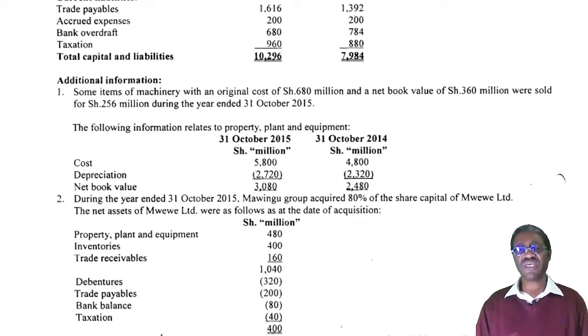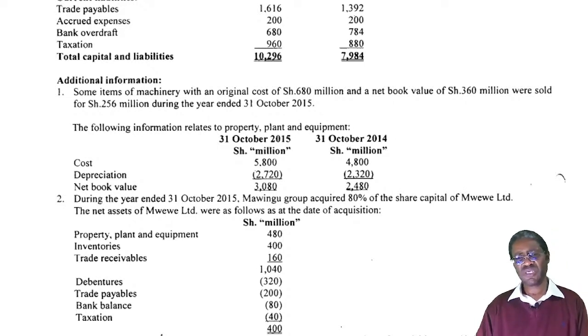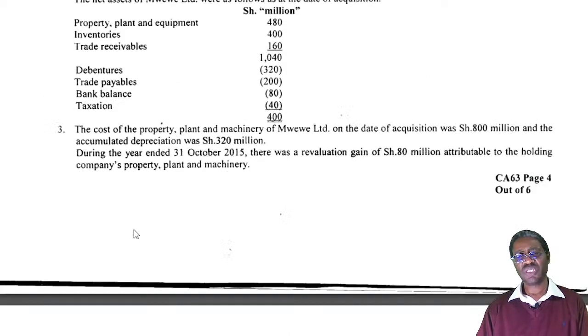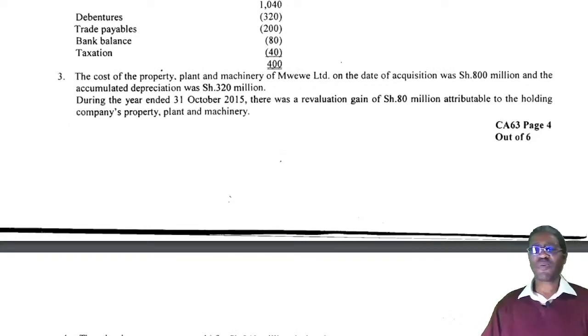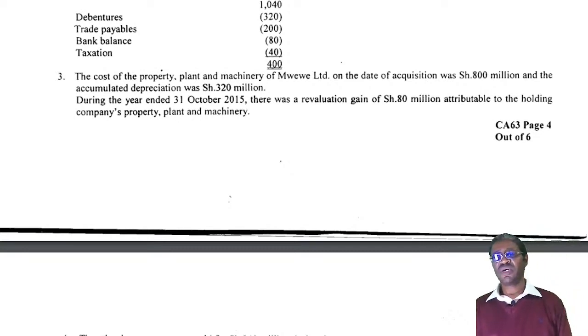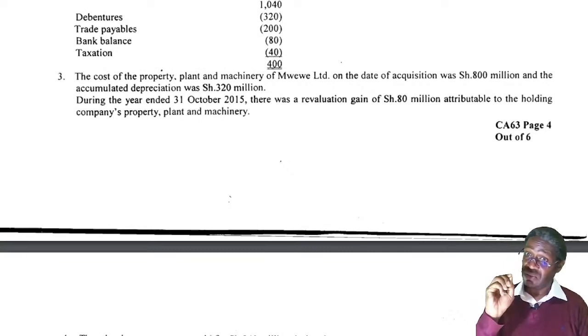Number two, they are saying, during the year ended 31st of October 2015, Mawingo Group acquired 80% of the share capital of Mwewe Limited. The net assets of Mwewe Limited were as follows as at the date of acquisition. Of course, there is nothing non-cash. So we leave it. We go to the next item from the additional. Is there any other non-cash item? Note number three. The cost of property, plant, and equipment of Mwewe Limited on the date of acquisition was 800 million. And the accumulated depreciation was 360 million. That is for the subsidiary acquired. Don't get confused, that depreciation is not for the year.